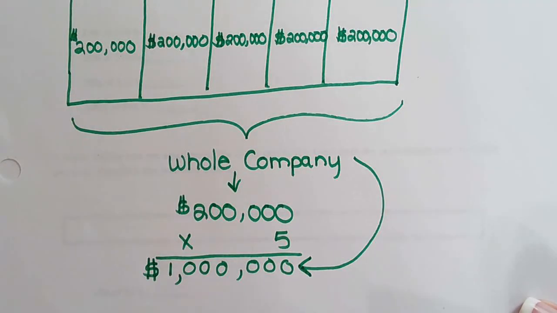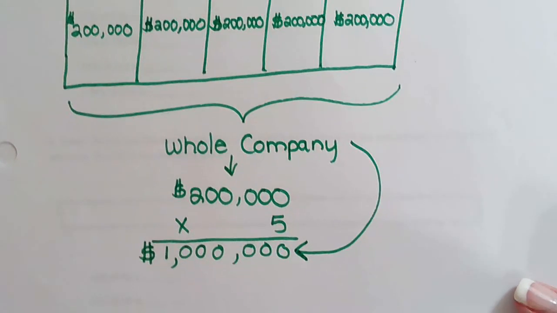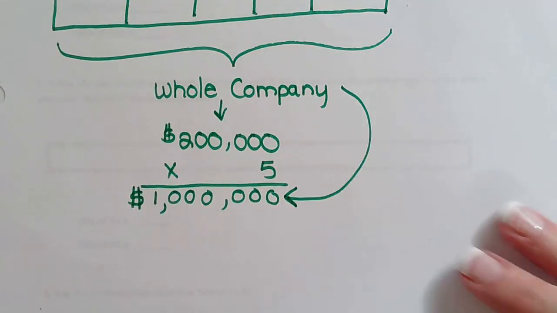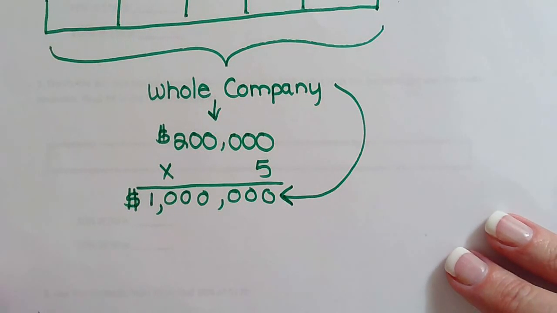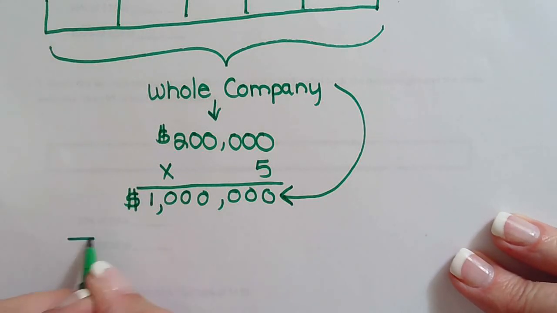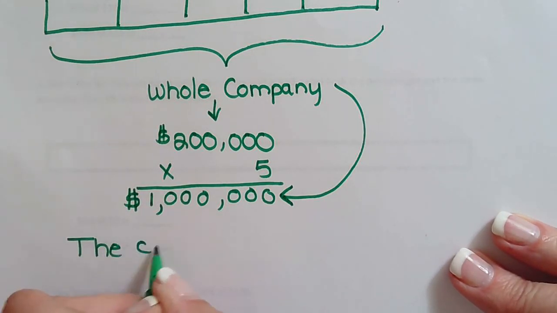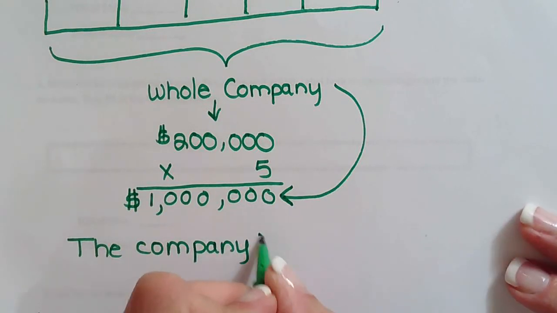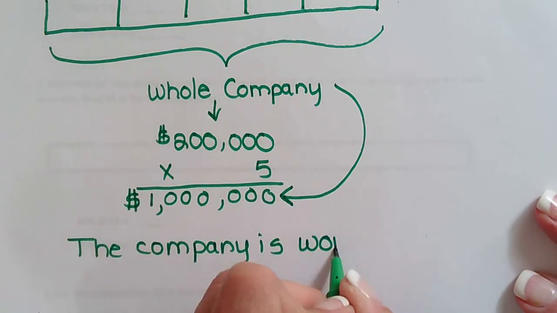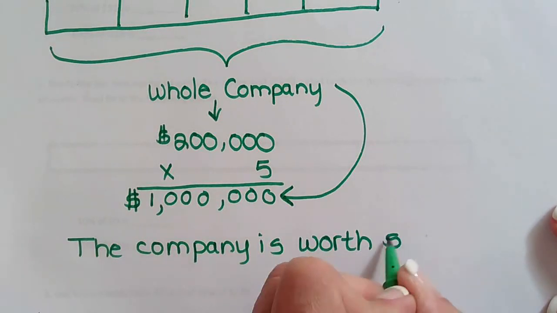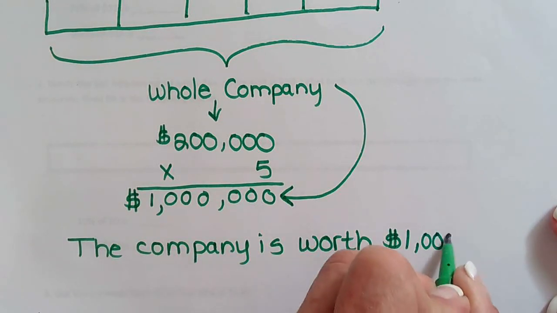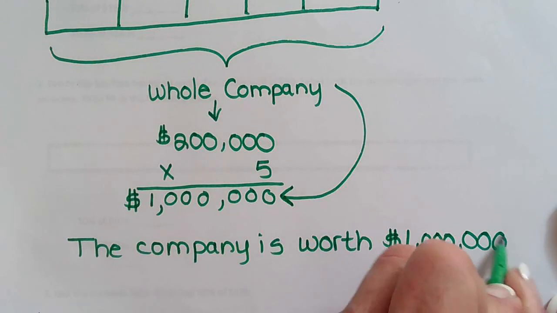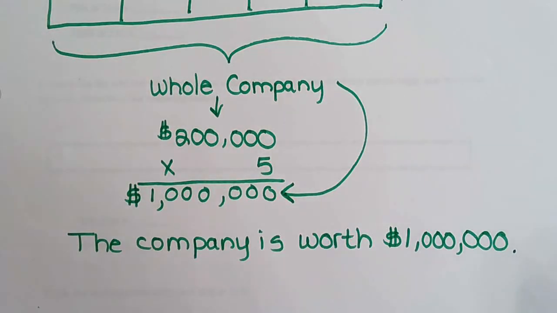Let's go ahead and write a sentence, because I know a lot of them on the test like sentences. We can't use a name. So the company is worth $1 million, if what he says is true, 20%.